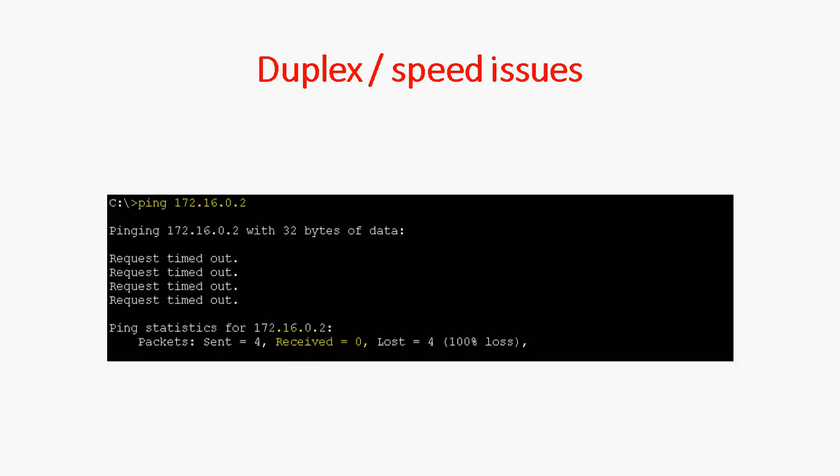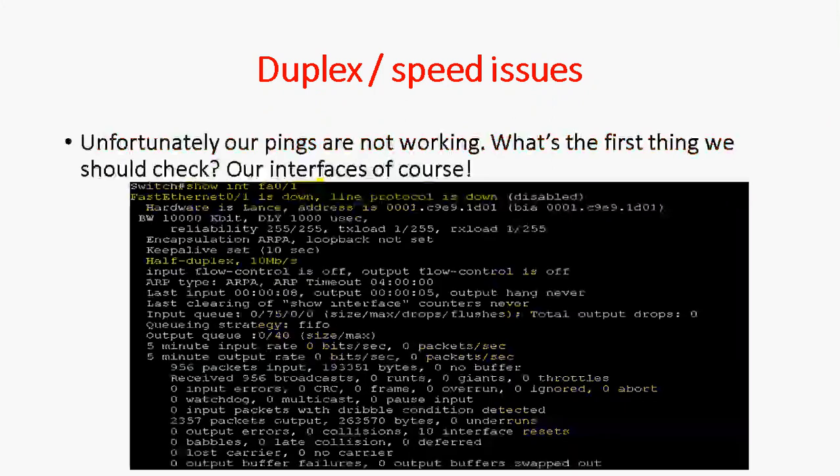So let's try to ping from PC8 to PC9. From PC8 I am trying to ping the PC9 IP, ping 172.16.0.2. I am not getting any reply. I am getting a request timeout. So unfortunately our pings are not working. What is the first thing we should check?